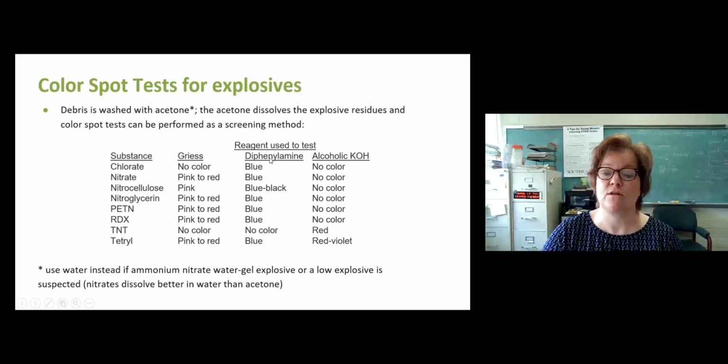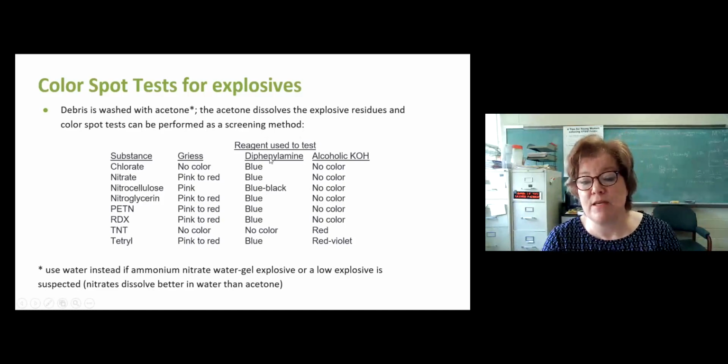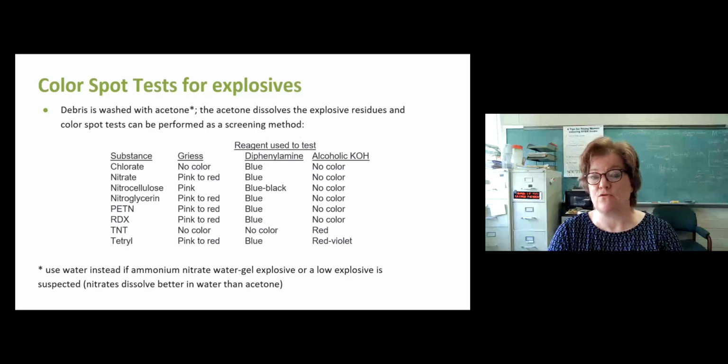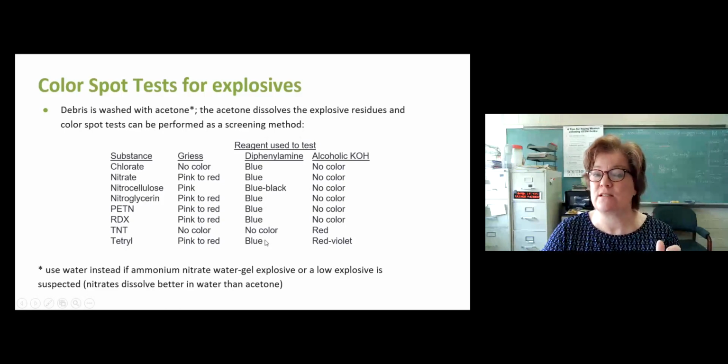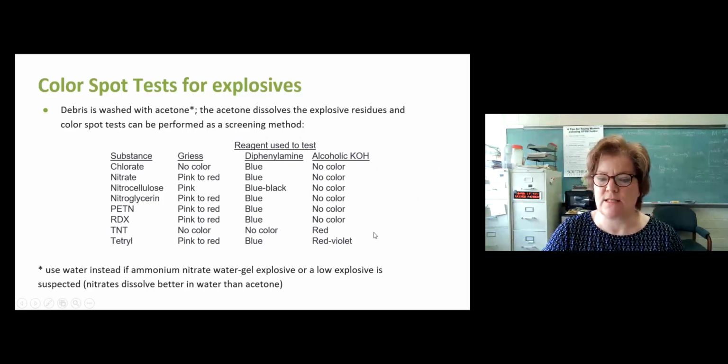Another test is called a diphenylamine test. And for these, you can get either no color, which would be particularly helpful for TNT, as this is not one of these other ones, or you could get a blue-black. Nitrocellulose gets you a little more black on this. So we're looking for blue suggesting that you might have one of these. Alcoholic potassium hydroxide, KOH, is one that can really help with the tetryl and TNT because you get a red-violet color off of those. The other ones would have no color.